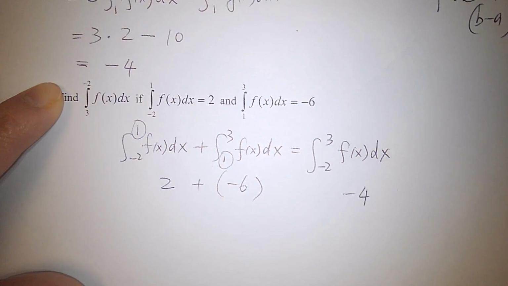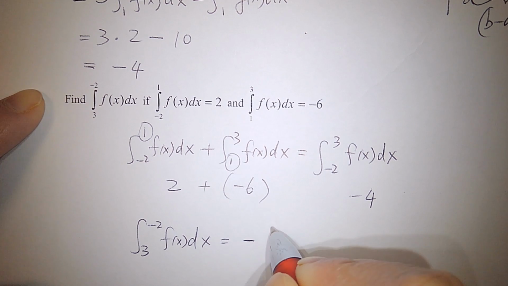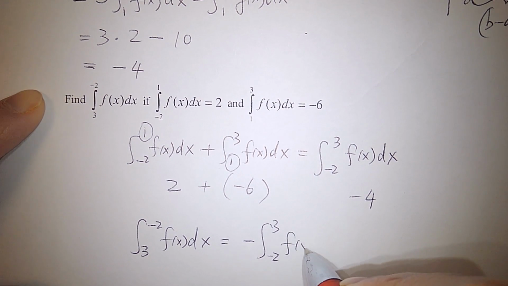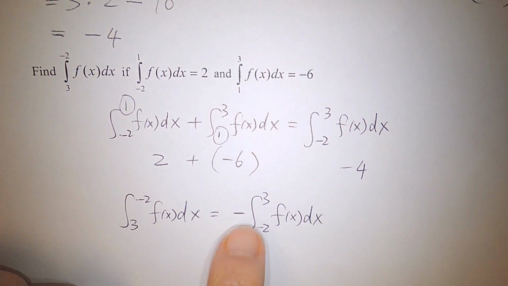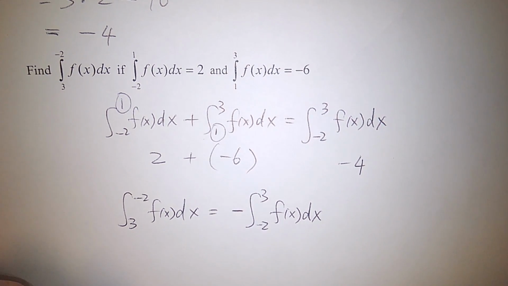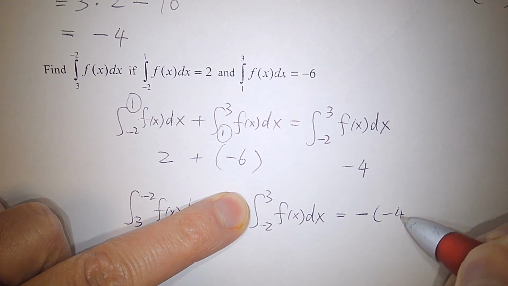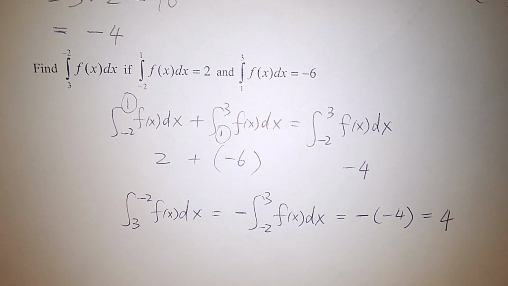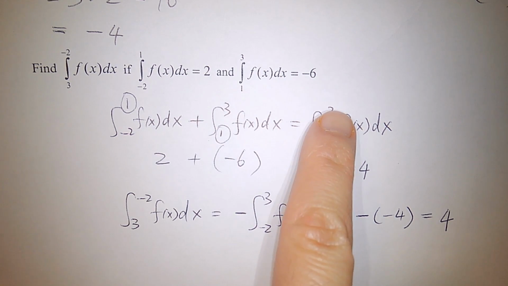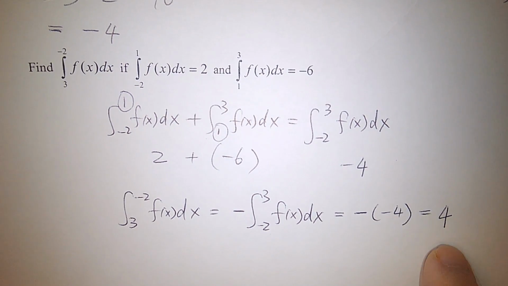Oh, so eventually the integral from 3 to negative 2 of f of x dx equals negative the integral from negative 2 to 3 of f of x dx. Remember, if we interchange the position of the lower and upper limits, we have to put a negative sign, right? So, negative of negative 4 equals what? 4. The answer is 4. Guys, do you see that? So first, yes, we added them, giving us negative 2 to 3. We need 3 to negative 2. So negative of negative 4 gives us 4.